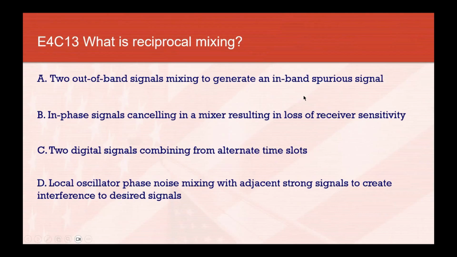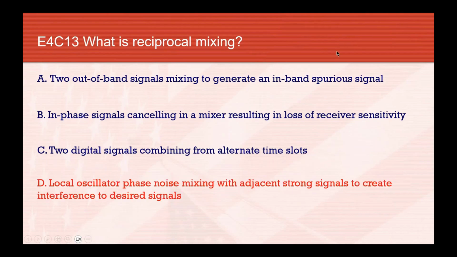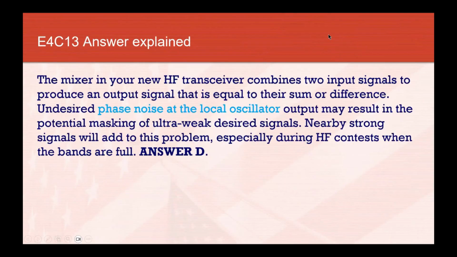Reciprocal mixing. I don't know that we had that actually in our discussion. Local oscillator phase noise. Yes, we did, didn't we? Local oscillator phase noise mixing with a strong incoming signal gives us some more interference signals. That's if the local oscillator has a lot of phase noise, which would be a detriment to the receiver. It's 7:58.